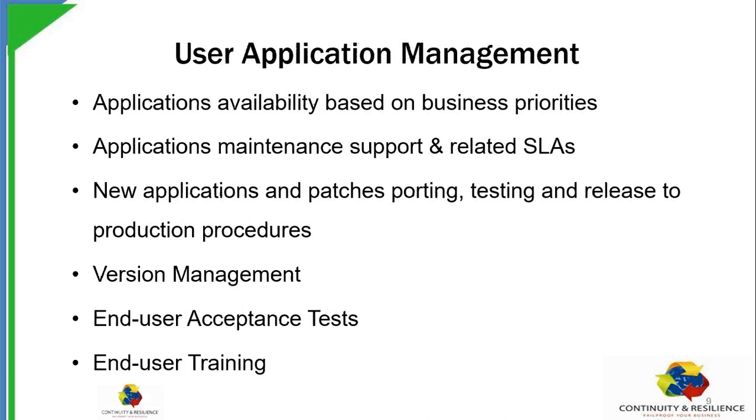Then user application management, application availability based on business priorities, application maintenance, support, and related SLAs, new application patch porting, testing, and release to production procedures, version management, end user acceptance test, end user training. So all this would again be an overlap between ITDR, information security, and some bit of business continuity as well. So this is what you will be looking at for the primary data center.